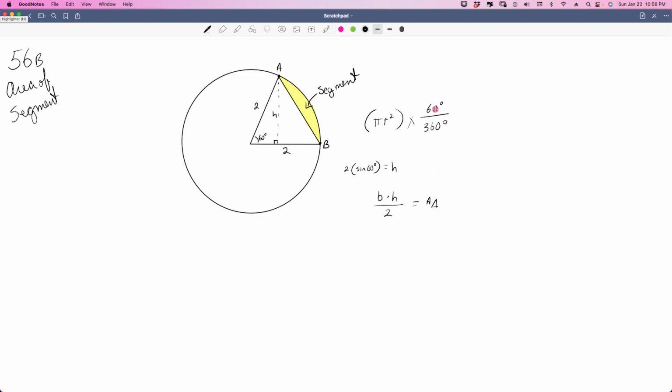And then we would take the area of the sector and subtract the area of the triangle to get what's left over, which is the area of the segment. So that is how we would do that. All right, makes perfect sense. Let's try a couple practice problems.